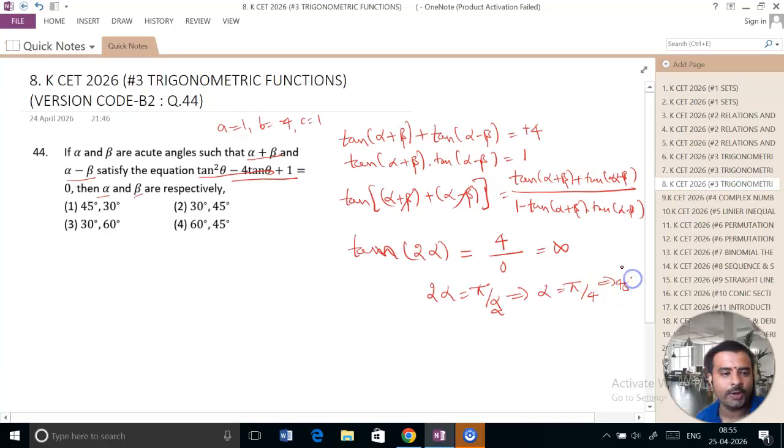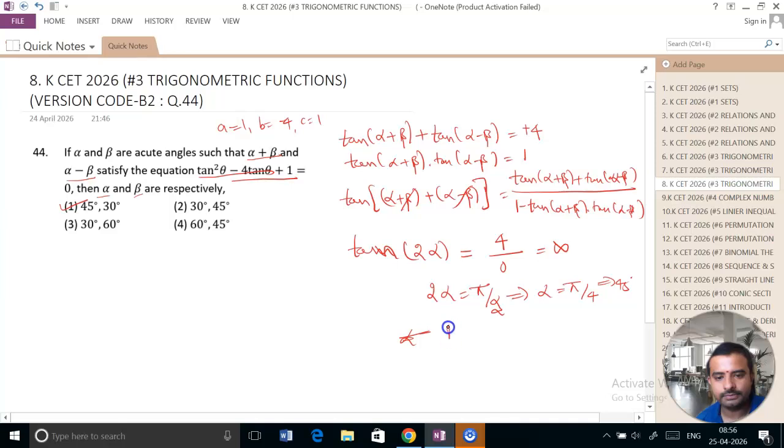See, when you look at the options, no need to find out beta, because we have alpha as 45 degrees in the options. The given alpha is always 45, so we have only one option with alpha as 45, so option A. See, if you want to find beta, alpha plus beta and alpha minus beta are both satisfied. Tan square theta minus 4 tan theta plus 1 is equal to 0. Therefore alpha is equal to 45, you know.